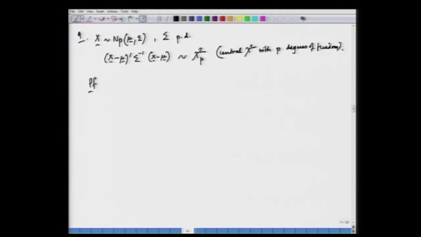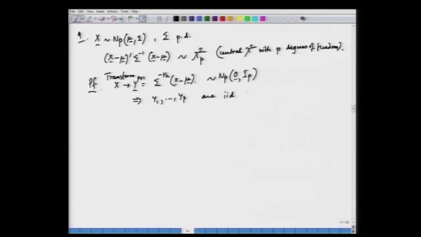To prove this, again we consider the same transformation that we have considered earlier, from x to y transform, where y is the square root inverse of the sigma matrix. We have been particular here, we have written that sigma is positive definite. So, no problem in defining the inverse of the square root matrix, and then we have x minus mu. With this imposition, we have already seen that this y follows p variate normal with mean as null vector and variance covariance matrix as the identity matrix of order p, which again implies that y 1 to y p, the components of this p dimensional y random vector, these are IID standard normal variables.